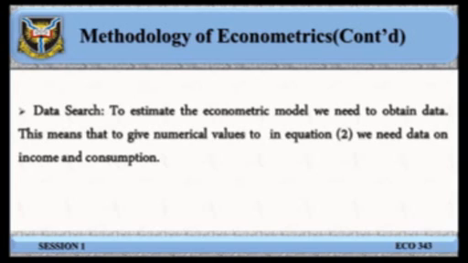4. Data search. To estimate the econometric model, we need to obtain data. This means that to give numerical values to beta 1 and beta 2 in equation 2, we need data on income and consumption. For example, Table 1 shows the aggregate personal consumption expenditure Y and the gross domestic product GDP, which stands for the income X.